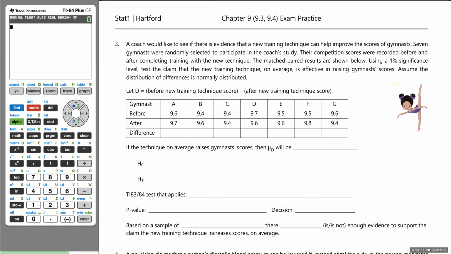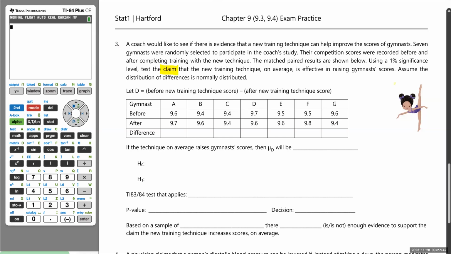So as always, we're looking for claims. So we'll be testing the claim that the new training technique on average is effective in raising gymnasts' scores. And we'll assume that the distribution of differences is normally distributed. That is just a requirement in order for us to proceed. All right, so for these matched pairs, we'll let the difference be the gymnasts' score before the new training technique, and then the score after the new training technique.